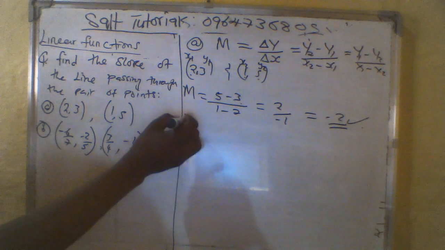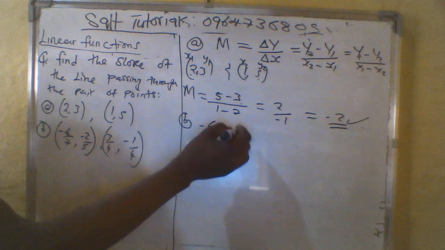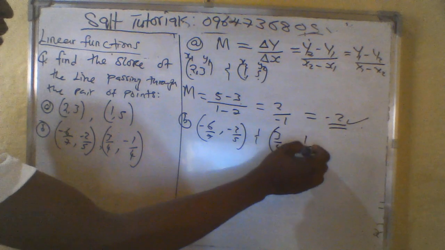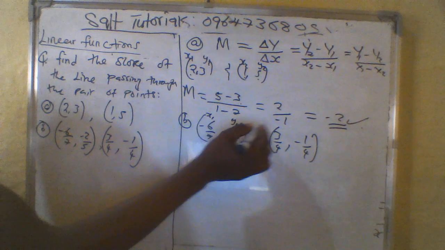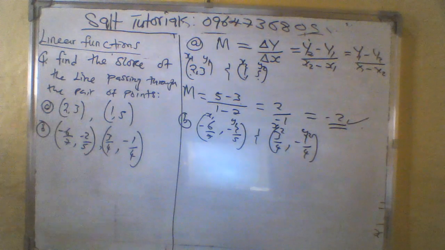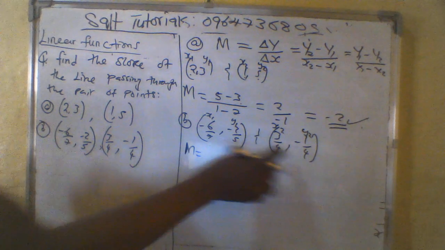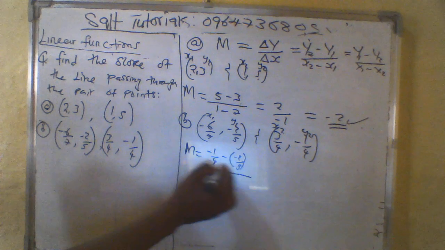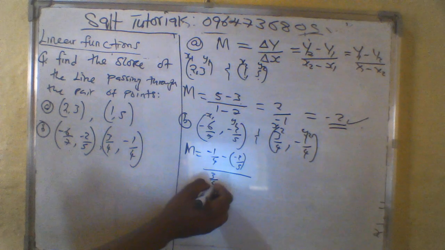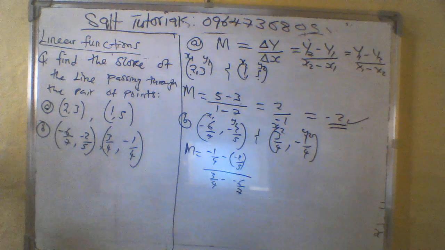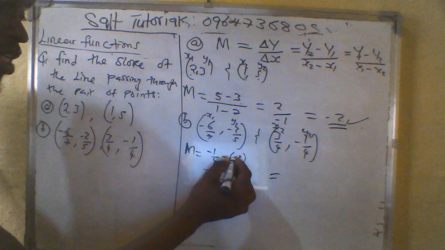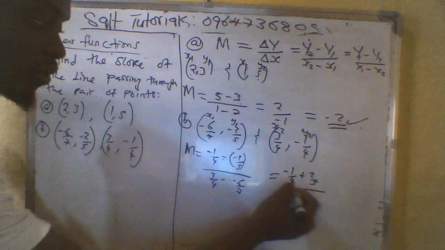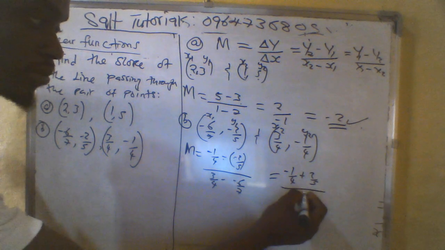For B, we have the points (-6/7, -2/5) and (3/4, -1/4). This is your x1, this is your y1, this is your x2, and this is your y2. So the gradient becomes y2 minus y1, which is negative 1 over 4 minus negative 2 over 5, divided by x2, which is 3 over 4 minus negative 6 over 7. These are basically just fractions. So this negative and this will be positive: negative 1 over 4 plus 2 over 5, over 3 over 4 plus 6 over 7.